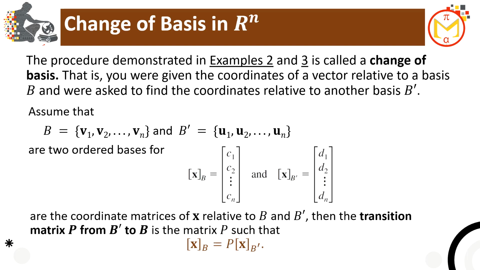So the coordinate matrices of X relative to B and B prime are as shown. And then the transition matrix P from B prime to B is written in this form. So this is like your equation. This is given. It's a formula.